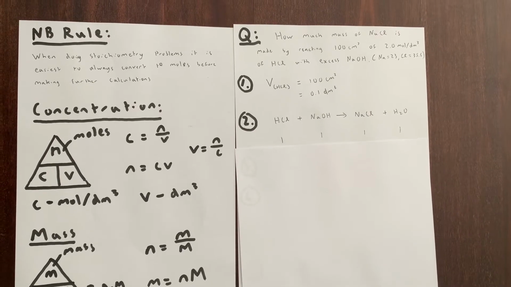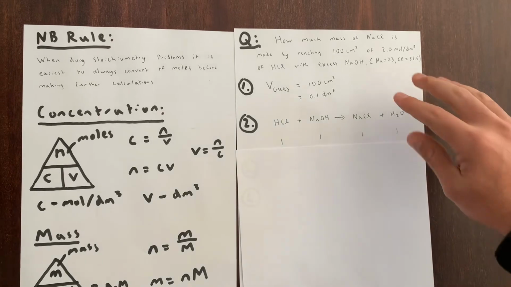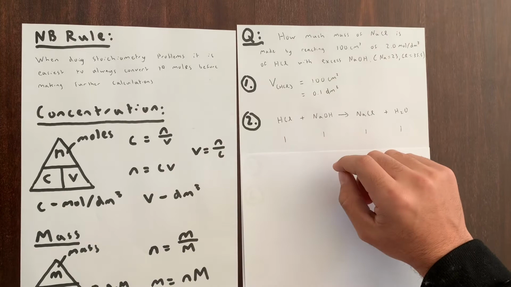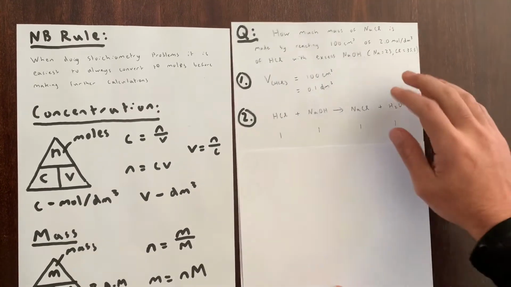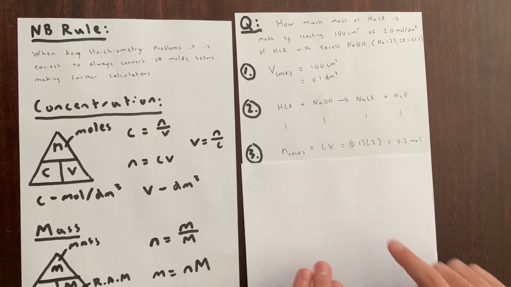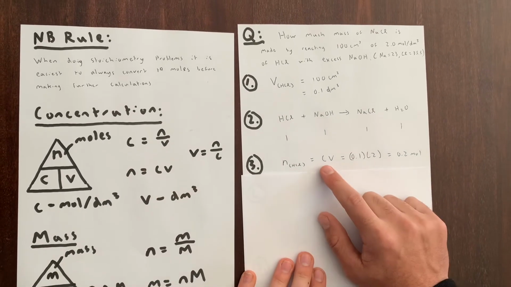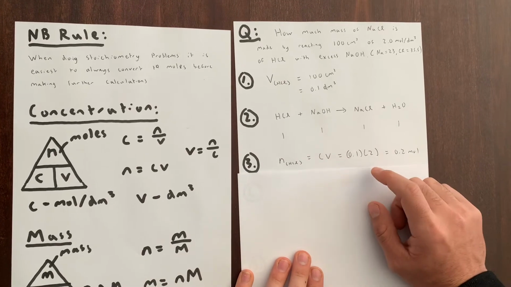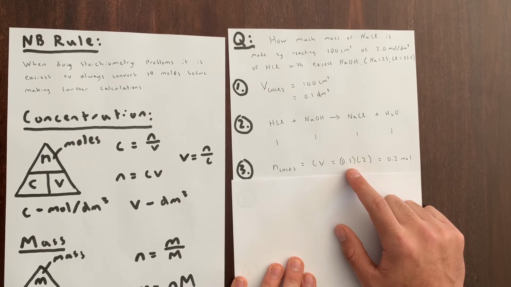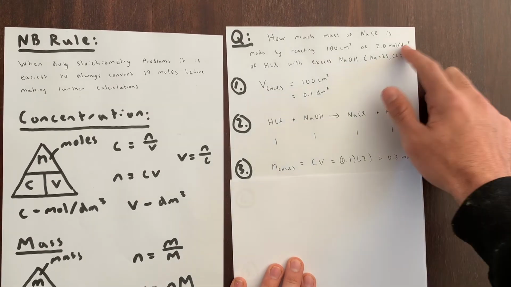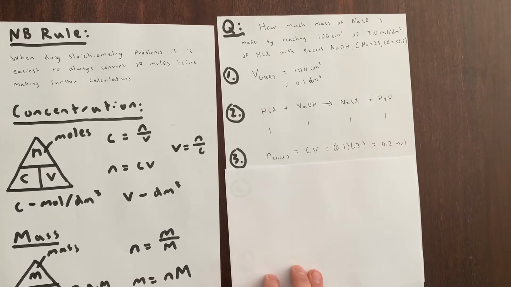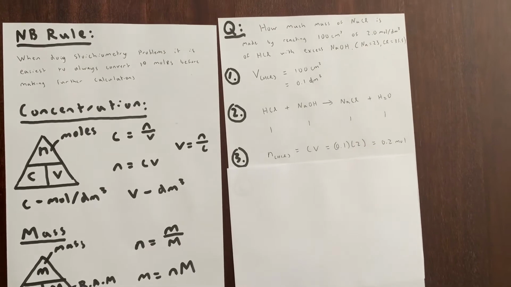So now we move on to step 3, which is we have to calculate the moles of the compound in question. We have 2 moles per decimeter cubed of 100 centimeters cubed, which is 0.1 decimeters cubed. So we can work out the moles of hydrochloric acid, which is equal to, using this equation here, concentration times volume. So we say it is 0.1, because that's the volume in decimeters cubed, times 2, which is the concentration in moles per decimeters cubed, which gives us 0.2 moles.